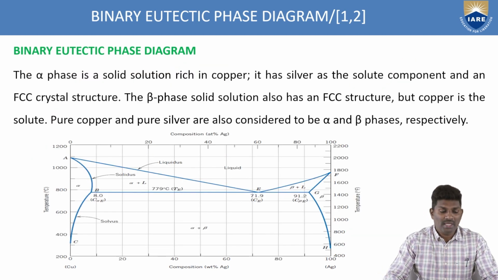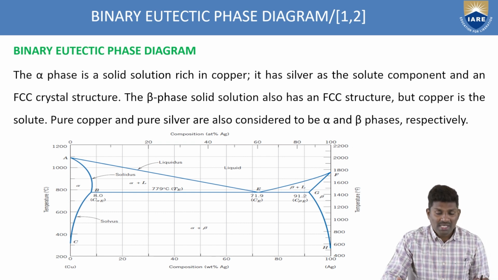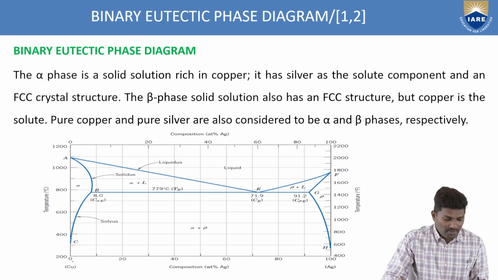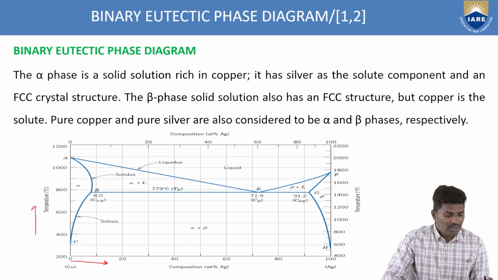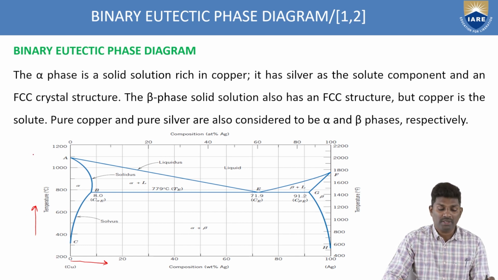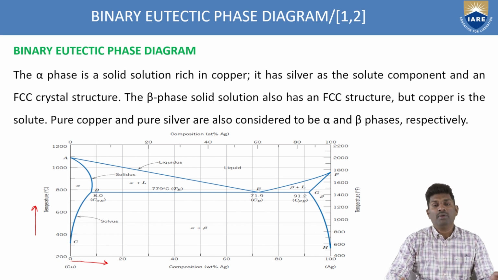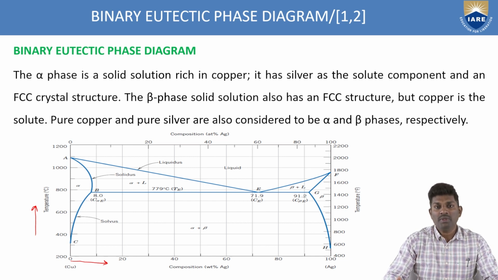Now here the alpha phase is a solid solution which is rich in copper. If you see the x and y axes, along the x axis you have the percentage of copper. It starts with 0, slowly increases and reaches 100. Similarly, along y you have the temperature. It starts with 200 and reaches up to 1200 degrees centigrade. So this is how you have to draw the phase diagram with respect to the x and y axes.